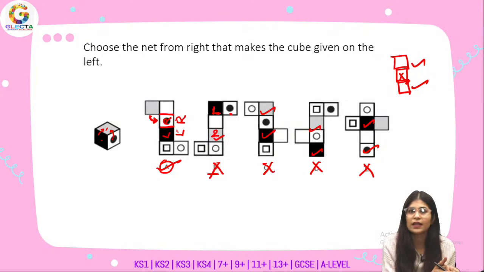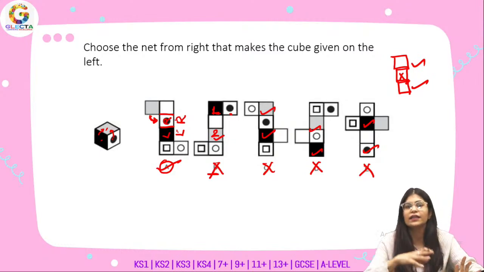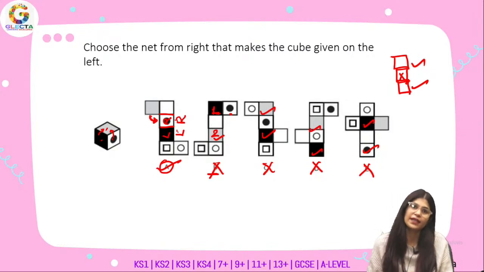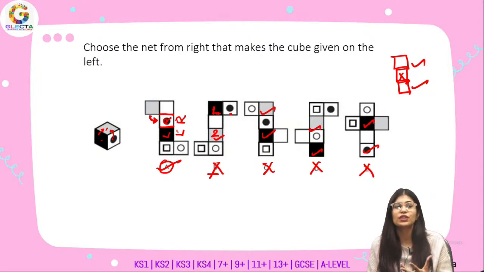They can never be placed in a same cube. That's your understanding. So once you understand that, it would be easy for you to actually connect it and do the questions easily. Make sense, everyone? Shall we move on to the next question? The next question is almost the similar type.